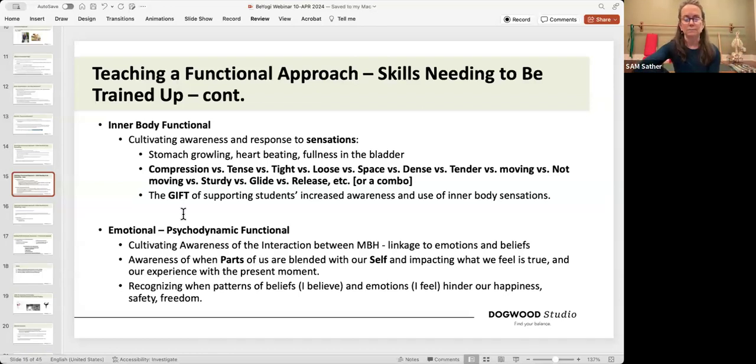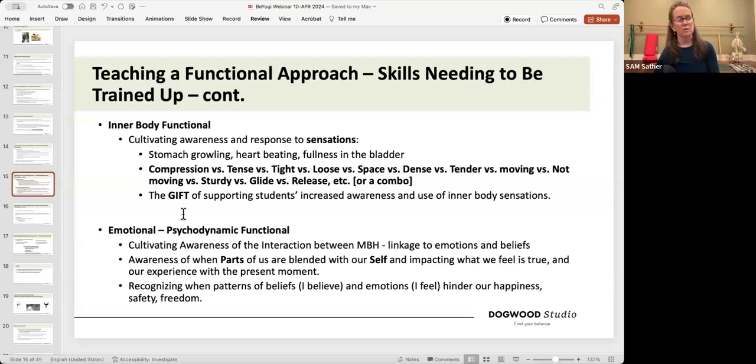There's a nice combination. So to me, the biggest gift of a functional approach is the gift of supporting students' increased awareness and the use of their inner body sensations. It's a gift. So the second way, when we teach functionally, with many opportunities to cultivate sensation, is the awareness of how they respond to sensation too. There's two sides of that, because that brings in the emotional and the intellect. How have they labeled that sensation? How do they feel about the feeling of that sensation? So the emotional is the third place.